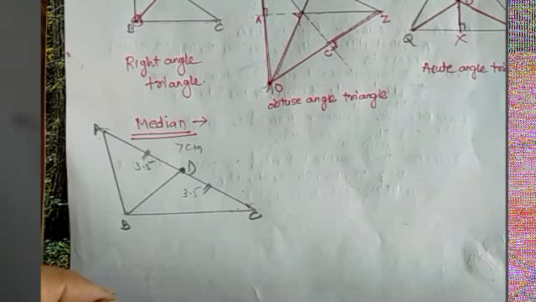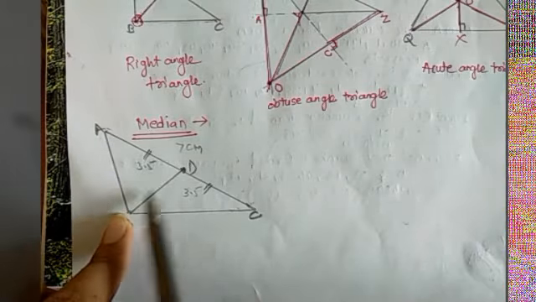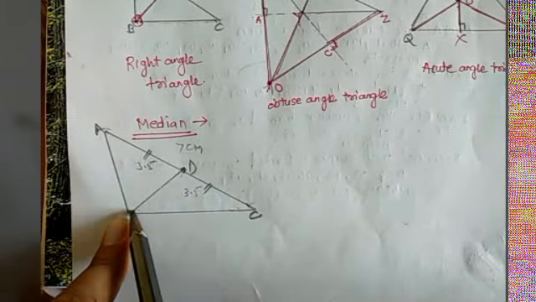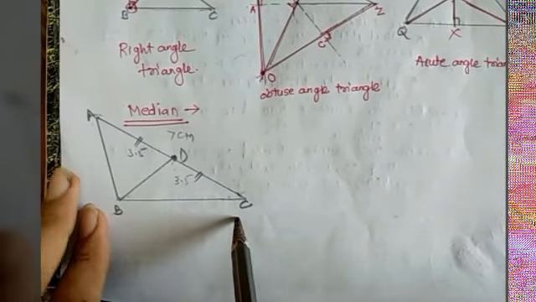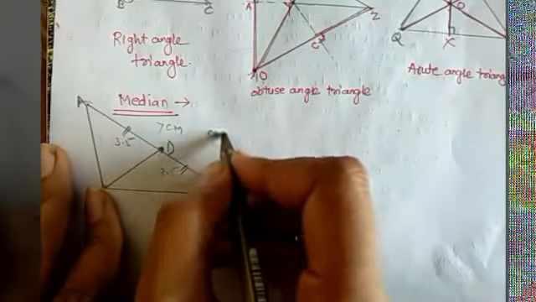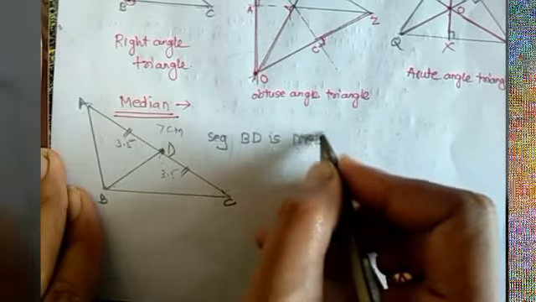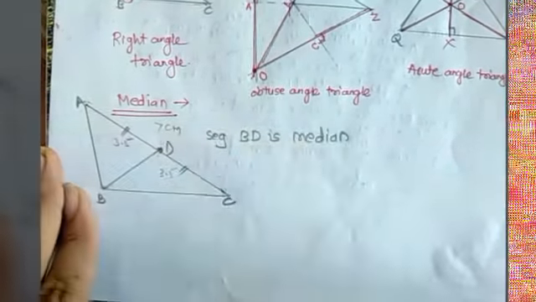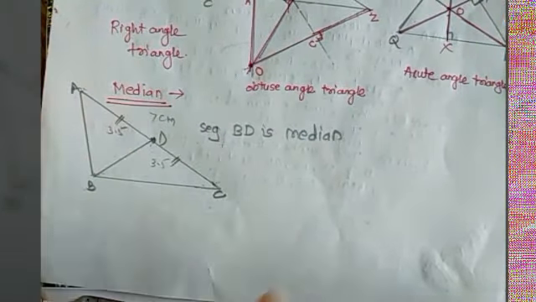And as per the definition, the segment joining the vertex and this midpoint is called a median. So here in triangle ABC, segment BD is a median on the base AC.